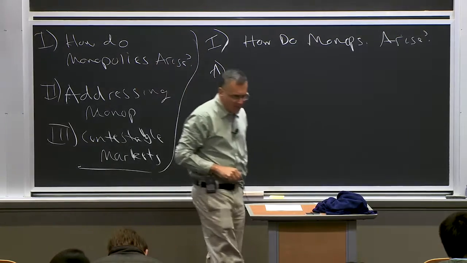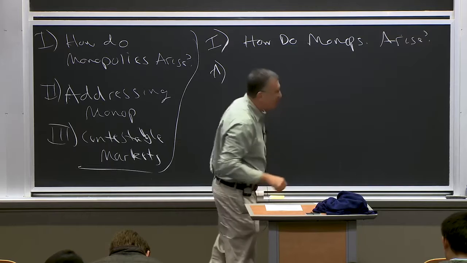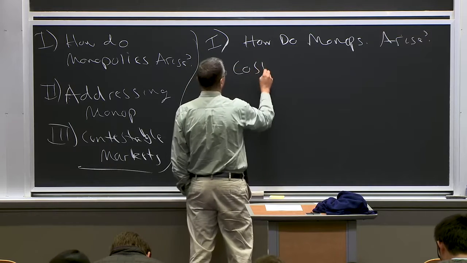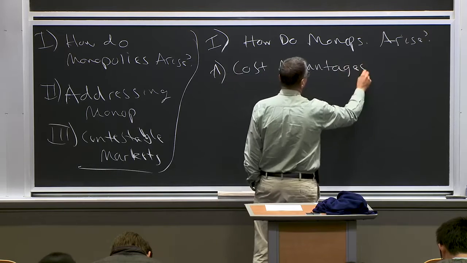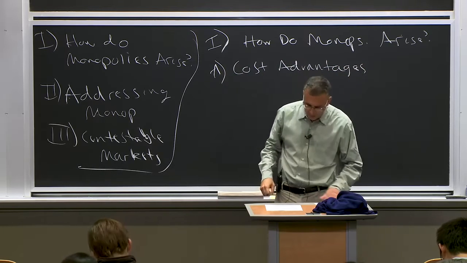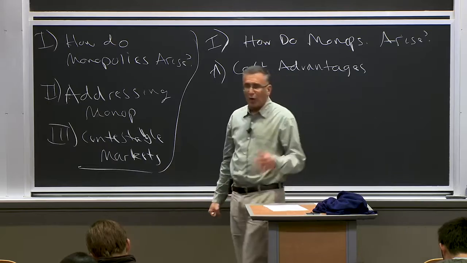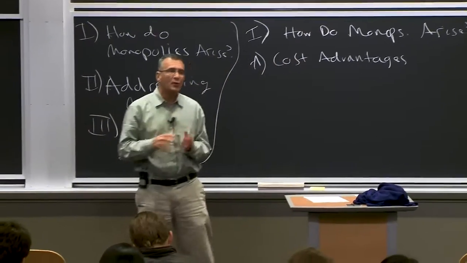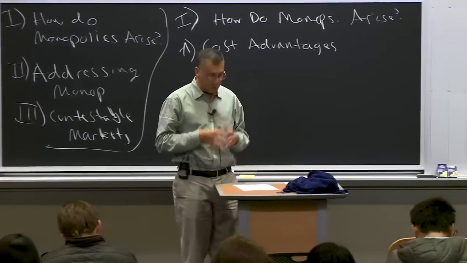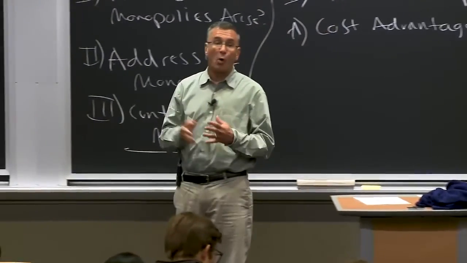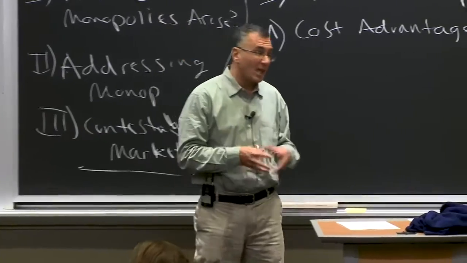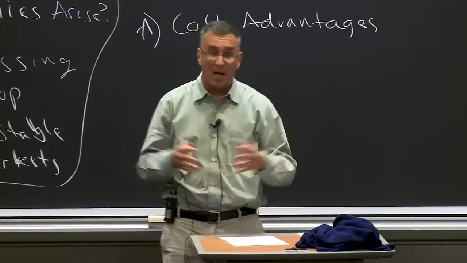The first is monopolies that arise from cost advantages. Some markets come with a natural built-in cost advantage for one participant. It could be there's an essential input, like there's one rock quarry in town, and whoever controls the rock quarry supplies the rocks for the whole area.